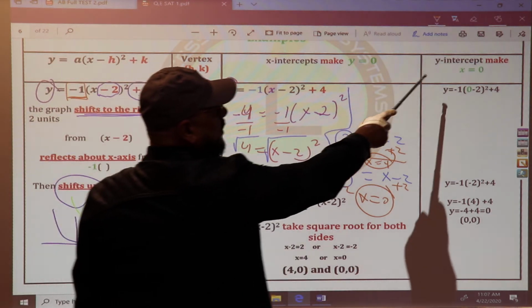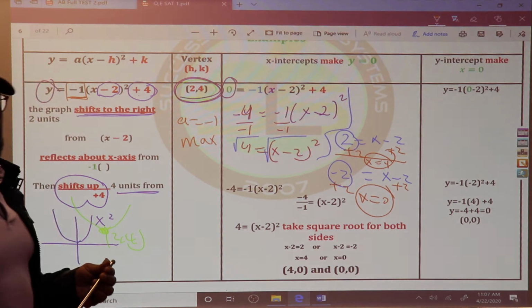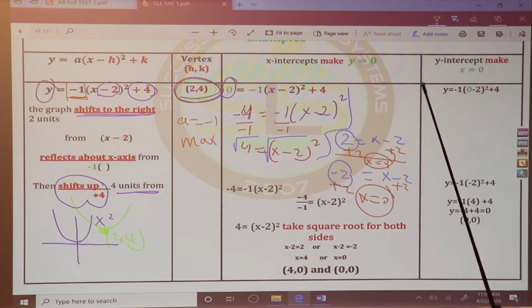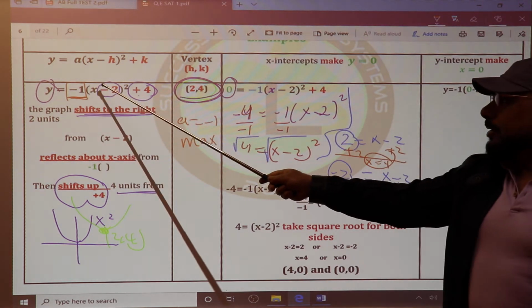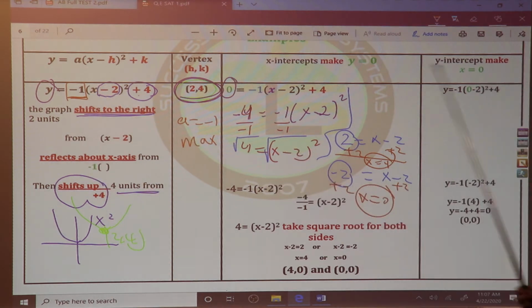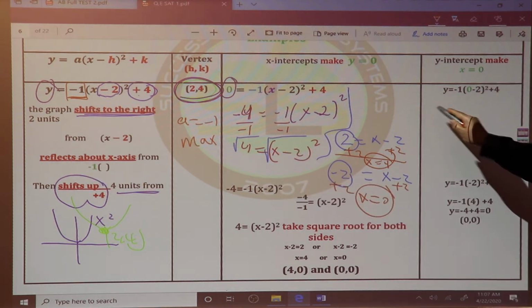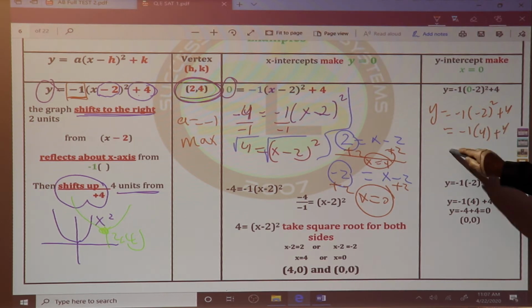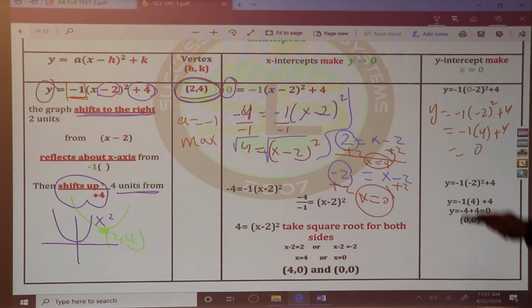Now the last thing, the easy part, is to find the y-intercept. You find it by replacing x by 0 in the equation. You take x out, you don't need it, replace it by 0. Y equals negative 1 times (0 minus 2, which is negative 2) squared, plus 4. If he asks you in the test to find the x-intercept and the y-intercept, this is how you do it. Which is negative 4 plus 4 is 0. Then the y-intercept is 0.